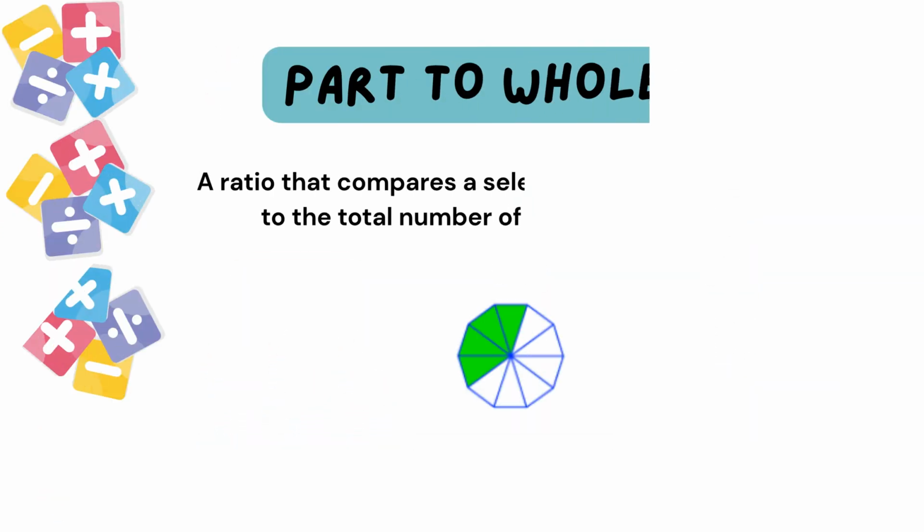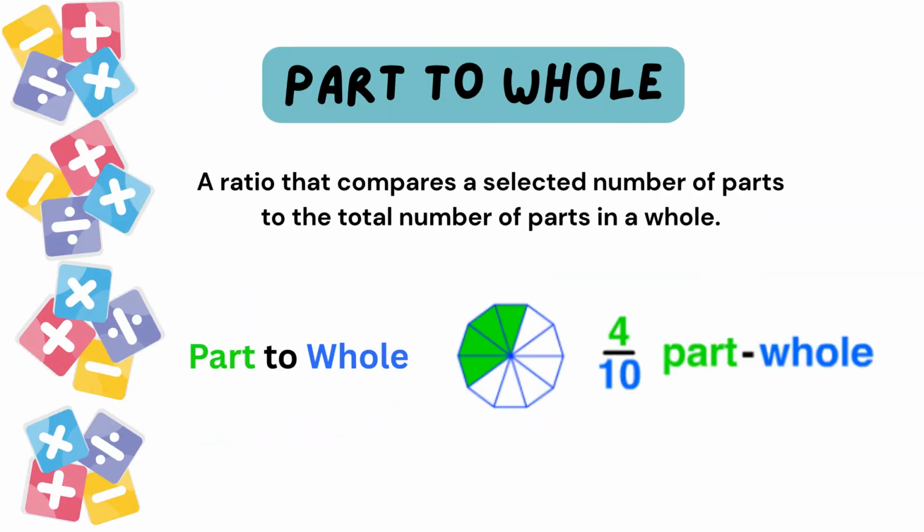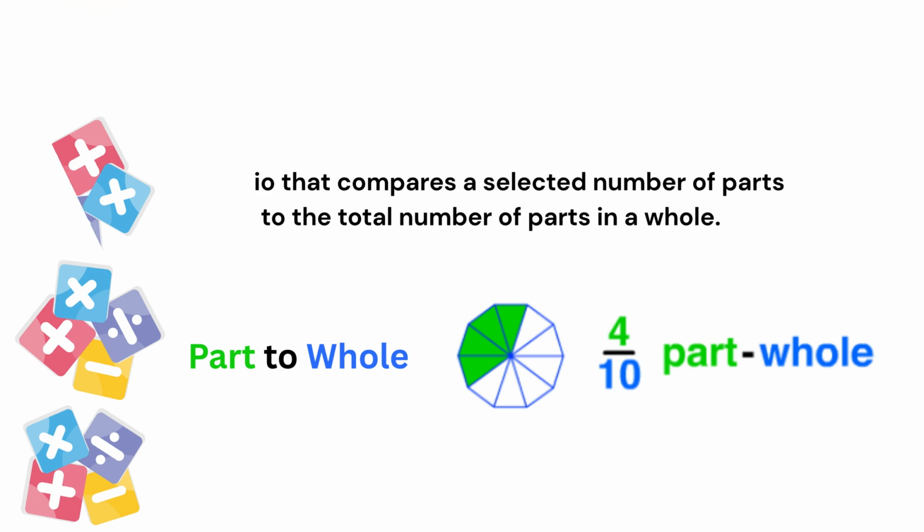Next, we have part-to-whole ratio. A part-to-whole ratio compares a part to the total number of parts in a whole. For example, if 4 out of 10 parts of a shape are green, the part-to-whole ratio is 4 to 10, written as 4:10 or 4/10.